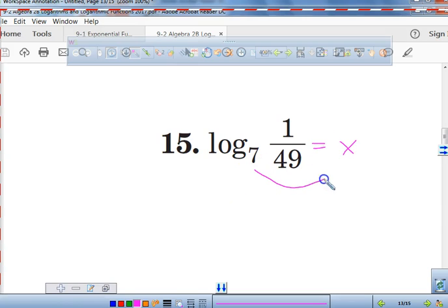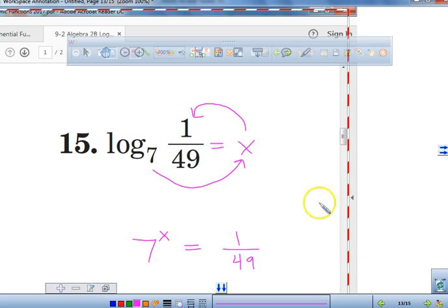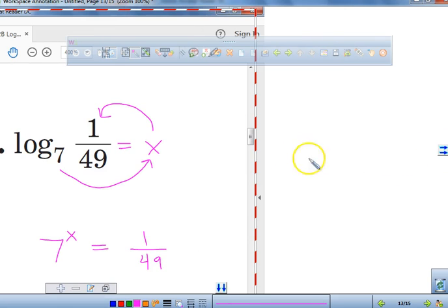Ready? 7 to the power of x equals 1 over 49. Now we made a little chart. Now don't tell me the answer if you already know the answer. We made a little chart. We started with 0 because any number to the power of 0 is 1. Then we said 7 to the first is 7. And we said 7 squared is 49. But we got to work our way backwards.